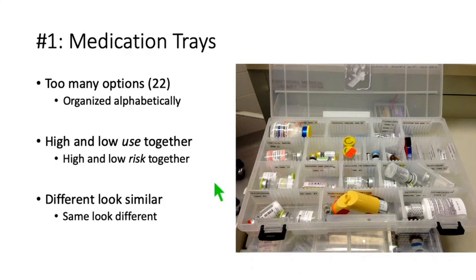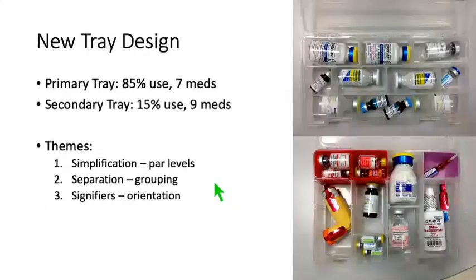helpful for the clinician. So you had high and low use meds together, high and low risk meds together. Similar things look different, different things look similar. We all know about this vial problem. So we sat down and said, okay, how can we organize this in a more rational way that's going to be more useful and safer for our providers?